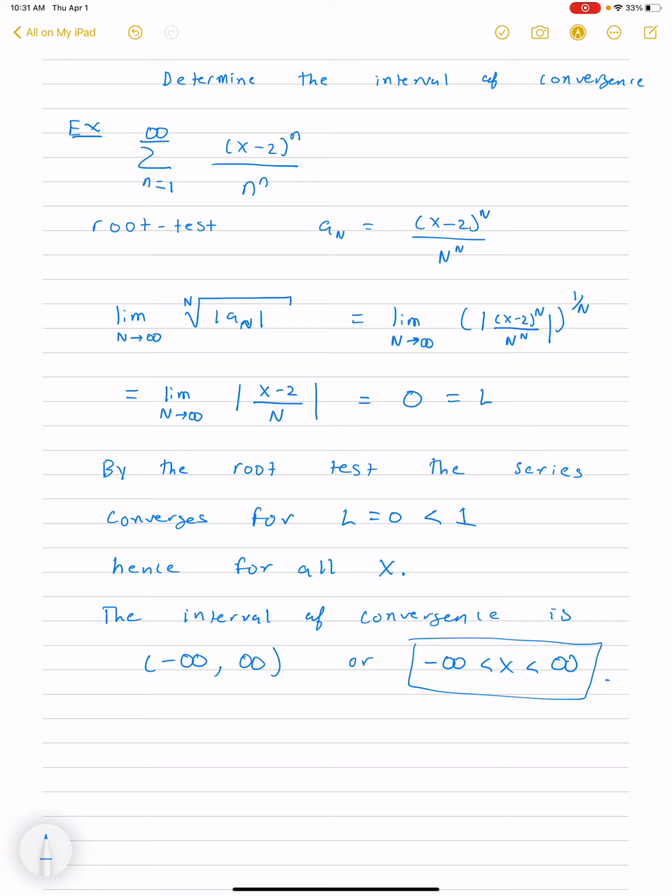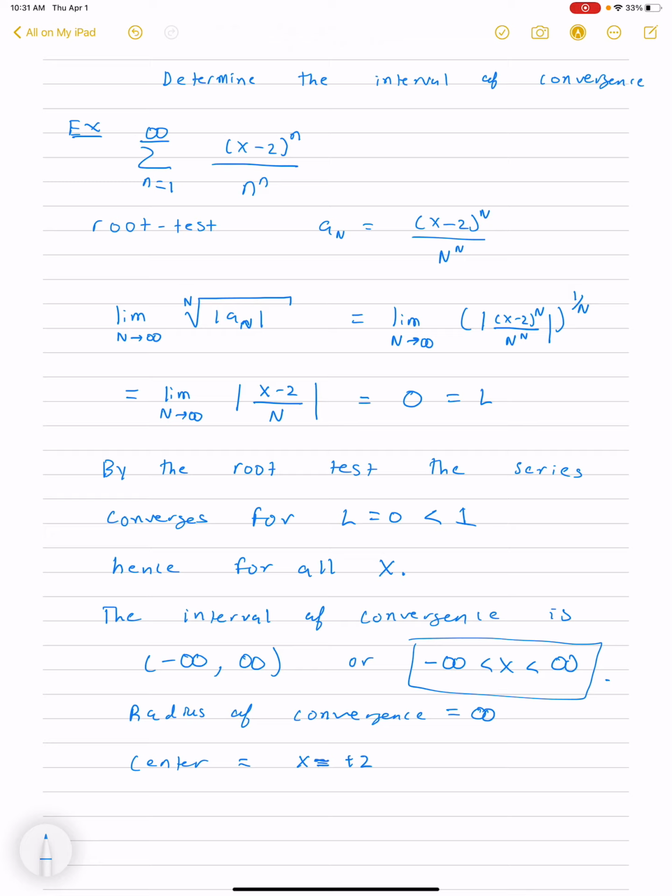Something I would point out here is that since this interval is infinite, the radius of convergence is equal to infinity. Also, this series has something called a center. The center is the x value that makes every term of the series 0, and the center is x equals plus 2.